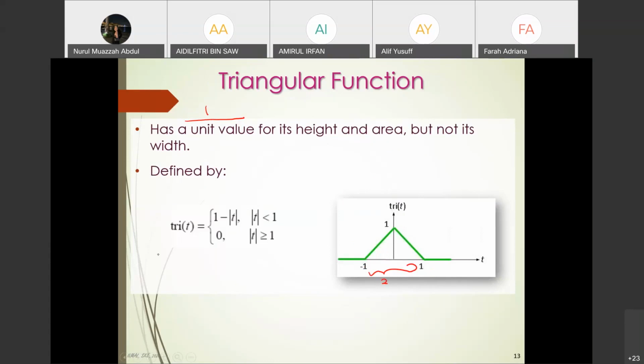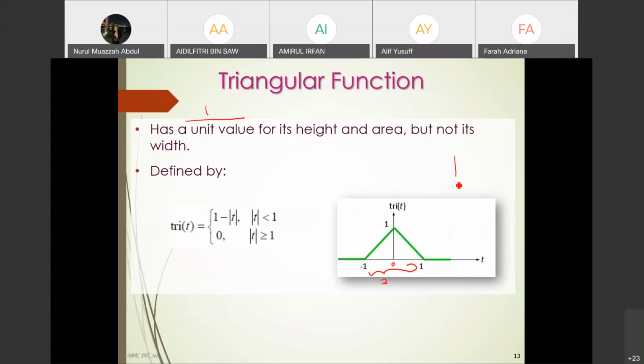The definition is tri(t) is equivalent to 1 minus magnitude of t, when magnitude of t is less than 1, and it's equivalent to 0 when it is bigger or equal to 1. So you remember also it is symmetrical at t equal to 0, which is at the Y axis.